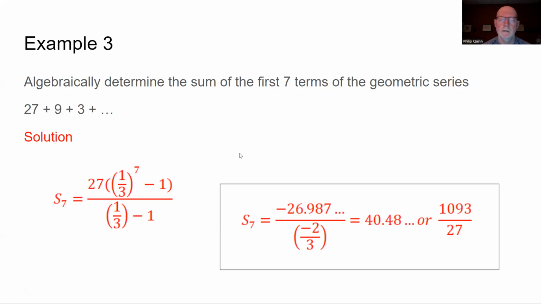In doing so, we would get negative 26.987... on the numerator. That would be 1/3 to the 7th minus 1, and then times that by 27. All divided by 1/3 minus 1. 1/3 minus 3/3 would be negative 2/3. Again, we get a repeating decimal, 40.48 repeating. Or using the fraction button on the calculator will tell us that we get 1093/27 would be the sum of the first 7 terms of this geometric series.